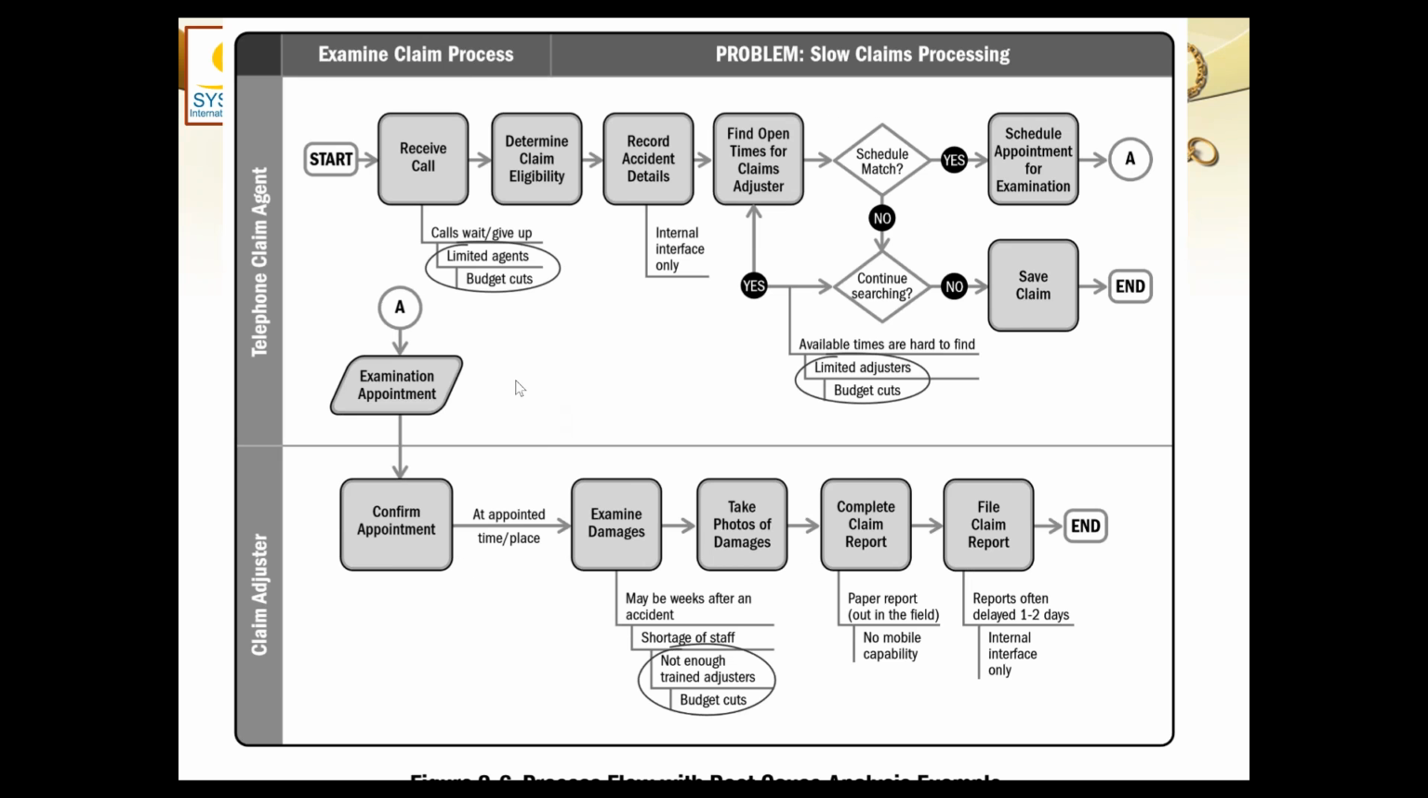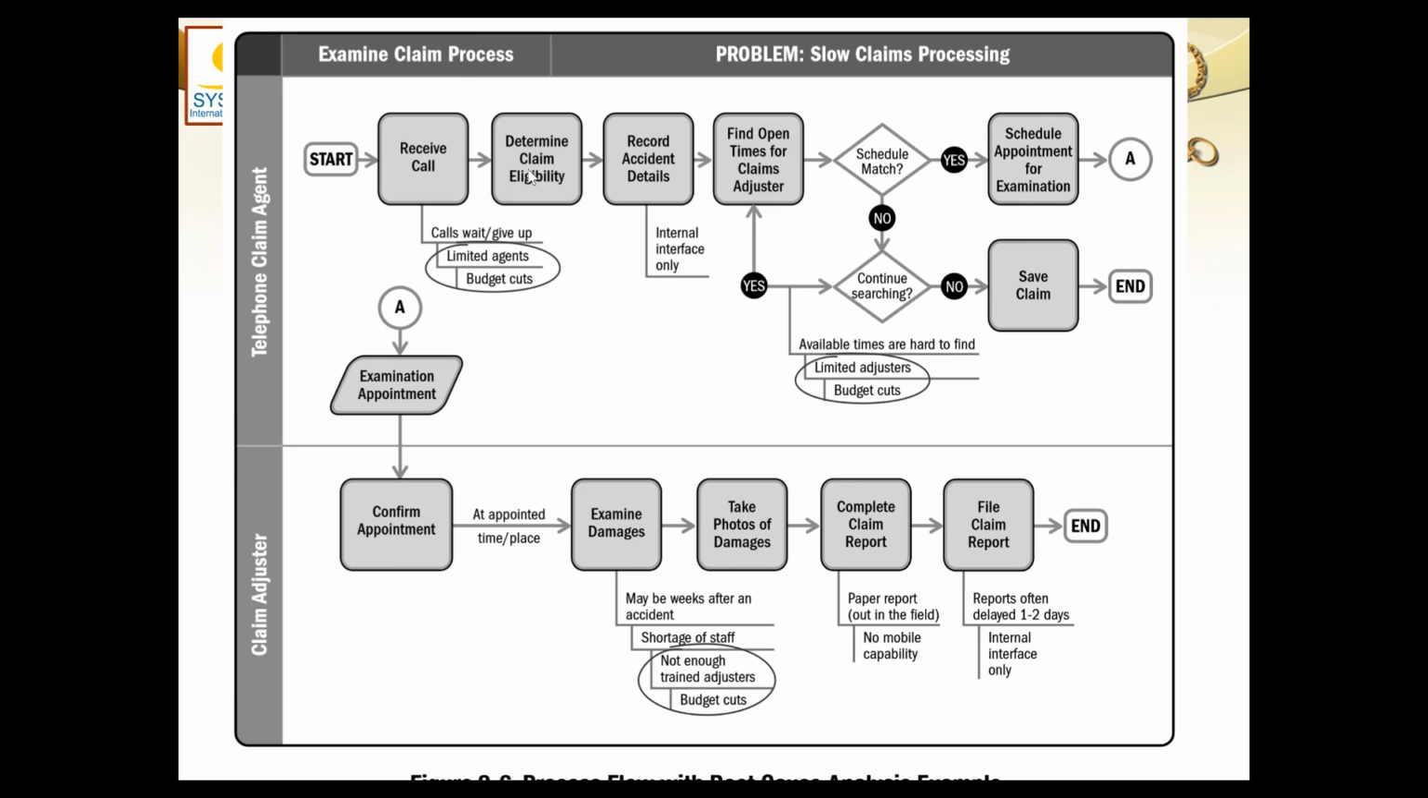So this is an example of a process flow. This is process flow with root cause analysis example. The root cause is done on the process flow. So we are using the process flow for finding the reasons. So okay, what happens? We start, we receive a call. What is the call wait time? If it is more, why is it more? Because of the limited agents. Why are we having limited agents? Because of the budget cuts. You see, we did the Ishikawa here.